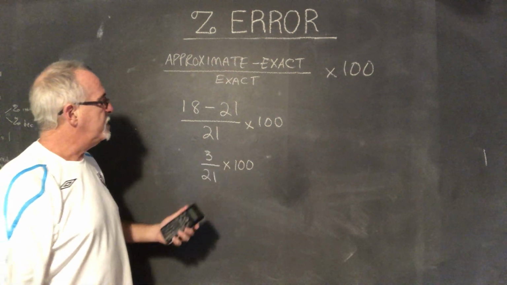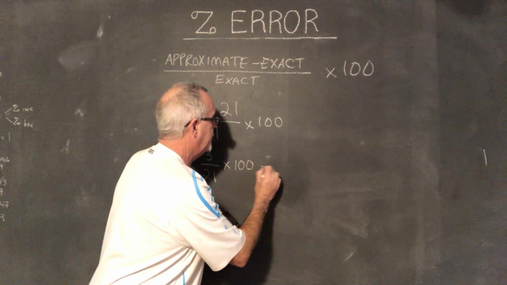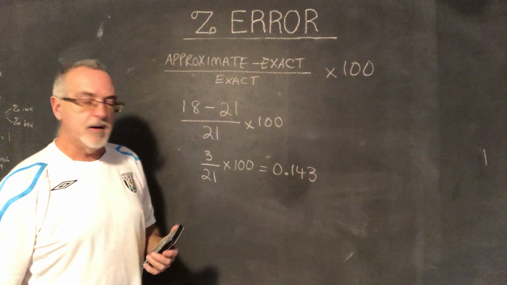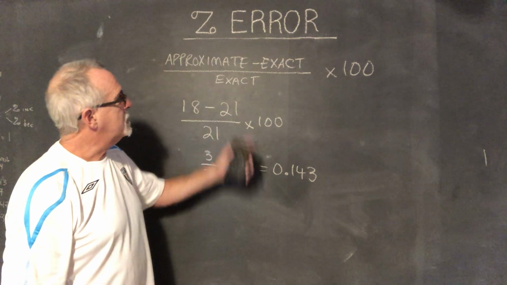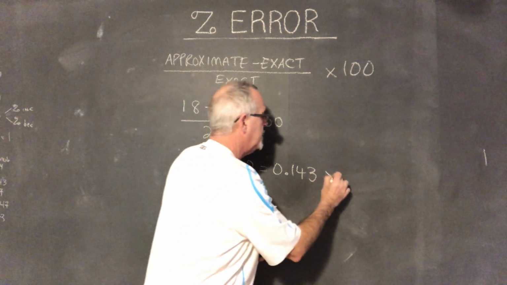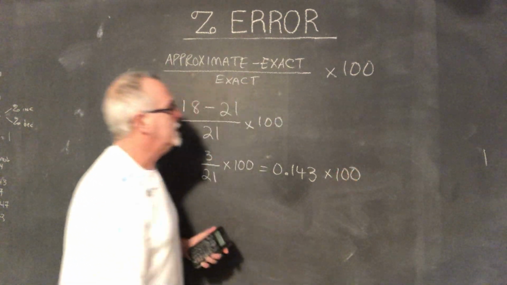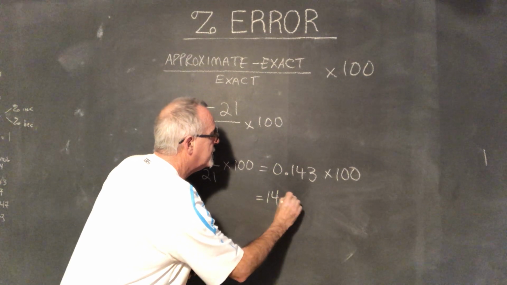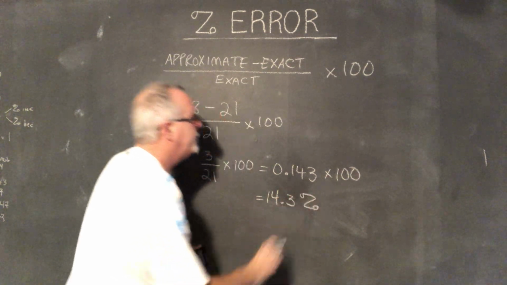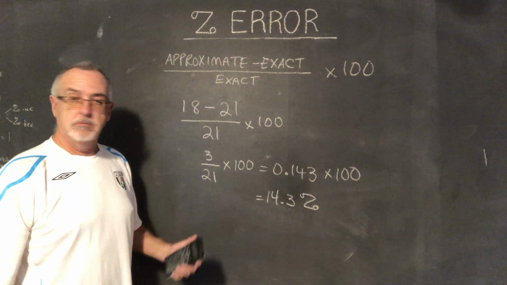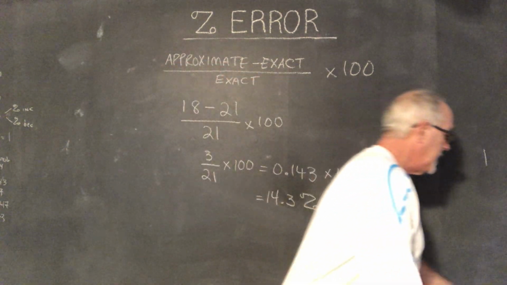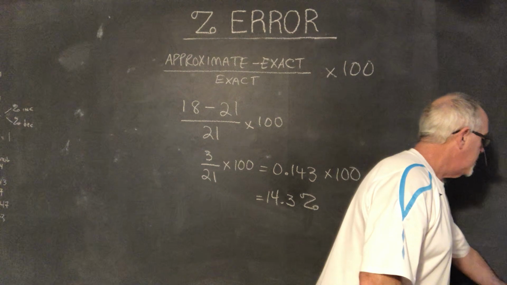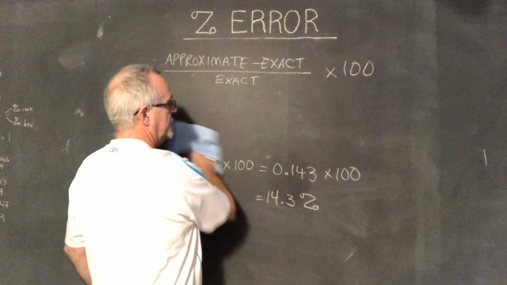0.1428, I'm going to put 0.143. I'm liking rounding to the nearest thousandth in this type of formula. Times 100, which means this student's guess was a 14.3% error. Okay, pretty good guess. Let's do another one. Another shape, another color. Erase.